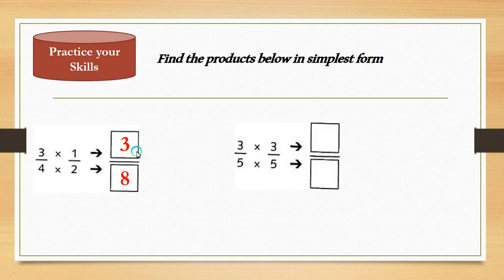But this question, 3 fifths times 3 fifths, also I will multiply 3 by 3, which gives 9, and 5 times 5, which gives 25. Also this answer is in simplest form, so you are lucky.